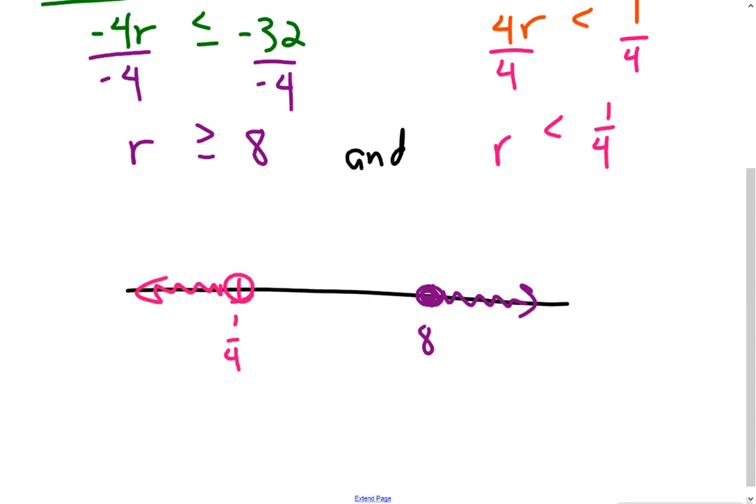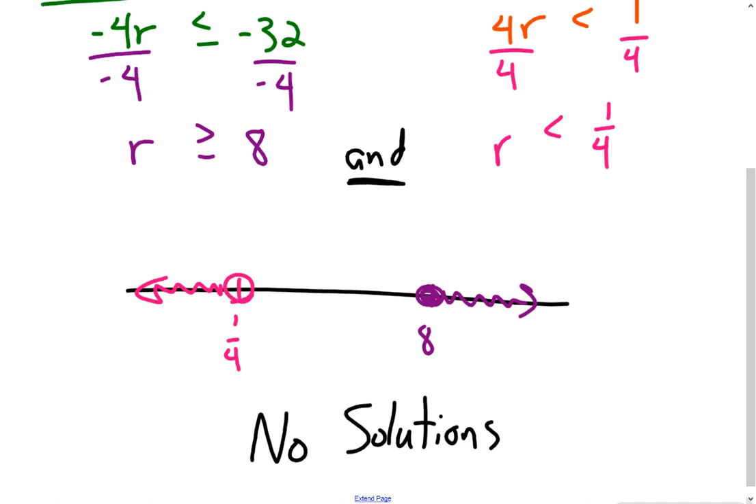Keep in mind, though, we had the and compound inequality. So that's telling us that our solutions have to satisfy both inequalities. Well, are there numbers that are greater than or equal to 8 and at the same time less than 1/4? No, there are no solutions to that. So in this case, to this compound inequality, oops, wrote that wrong, there are no solutions. And since we were working on the number line, I probably could have said there are no real solutions. So keep that in mind.